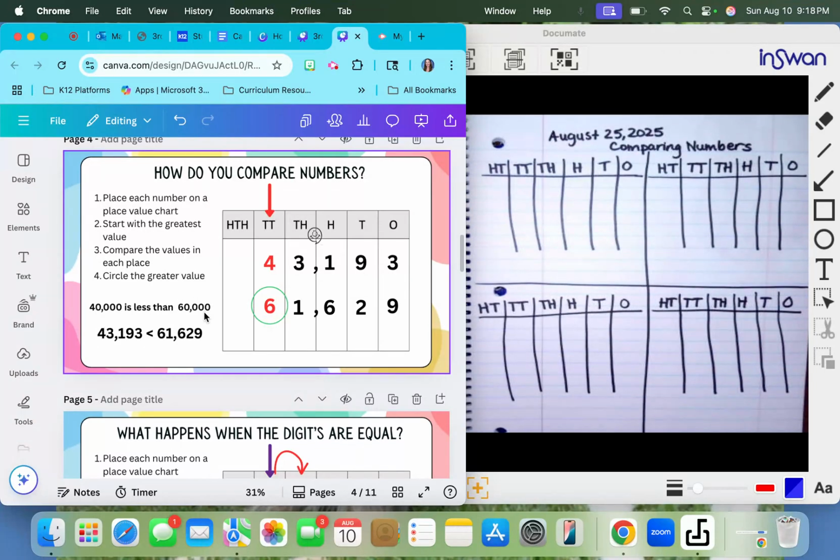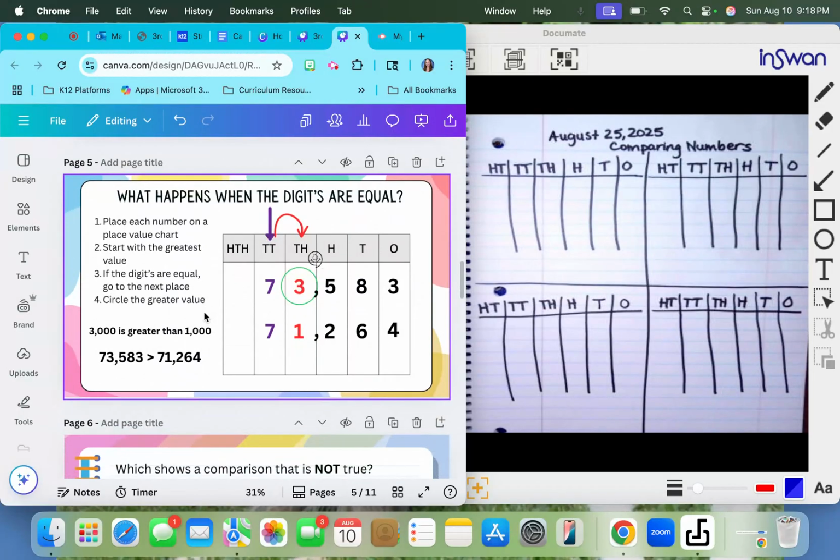But what happens if we have digits that are equal at the greatest starting value in our number? Here I have two new numbers. I have stacked them on my place value chart. And then I start with the place that has the greatest value, which is the 10,000s place for these numbers. But what do you notice here? They are equal. Both are 70,000. So I have to go next door to the right to the next greatest place. That would be the thousands place for these numbers.